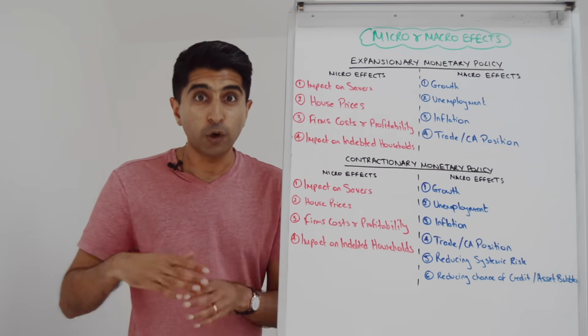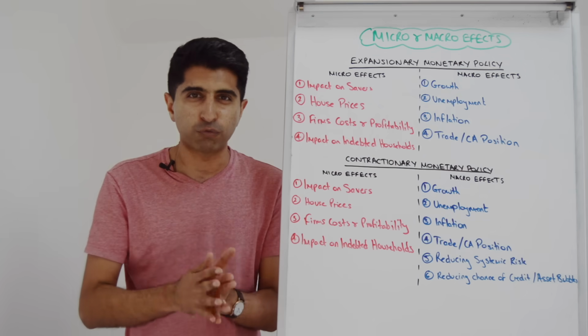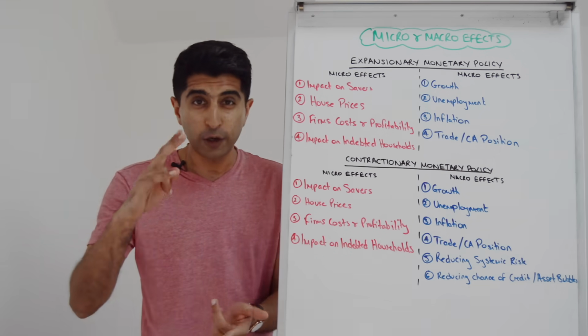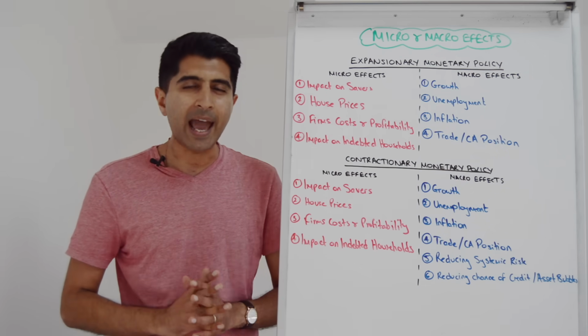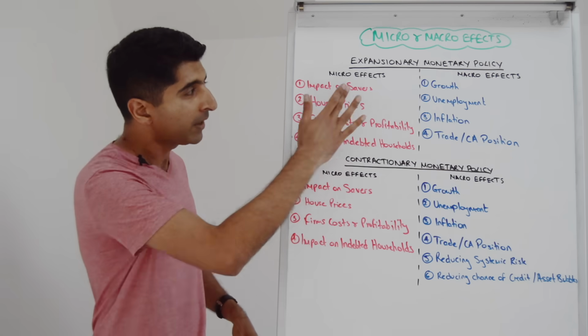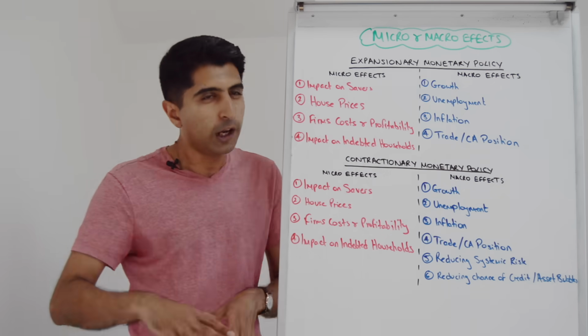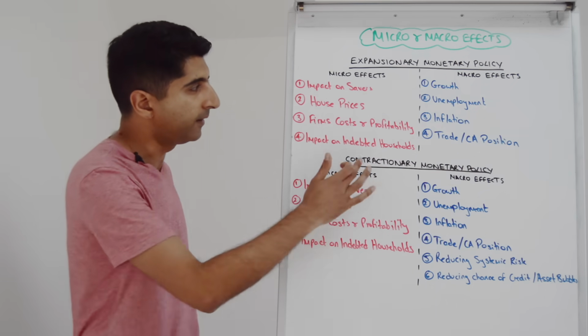Well, on the micro side, you can always worry about the impact on savers, how lower interest rates reduce rates of return on savings. So for those people who rely on their savings, look at pensioners, look at the early retired, look at the economically inactive, look at the unemployed, even just generally people who are trying to save up to buy a house, let's say, how lower interest rates erode returns on savings and reduce their living standards.